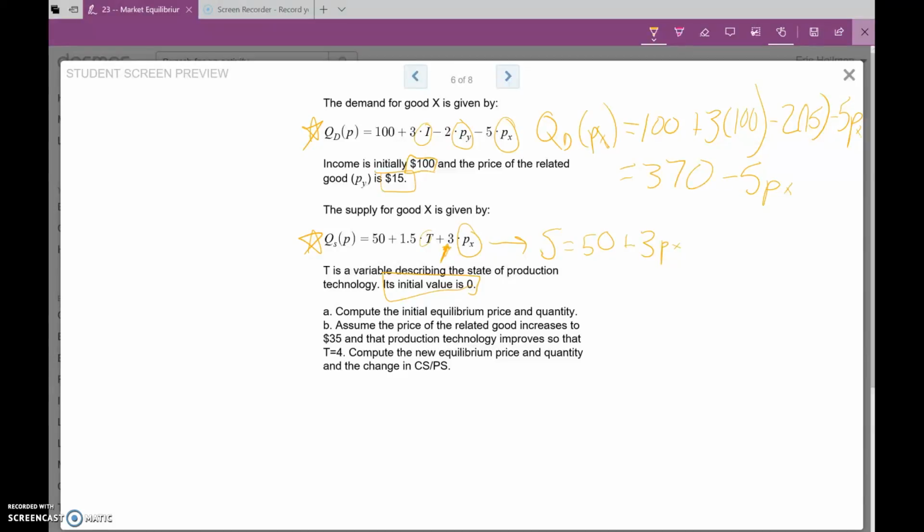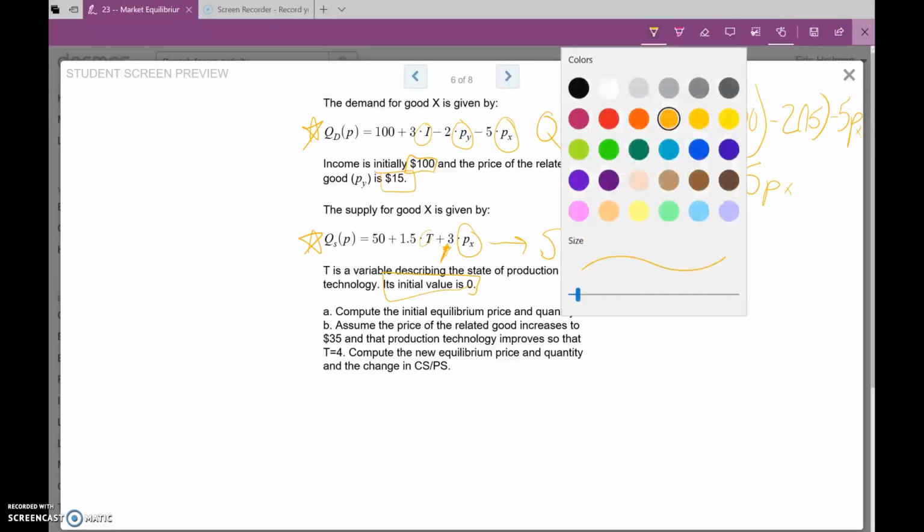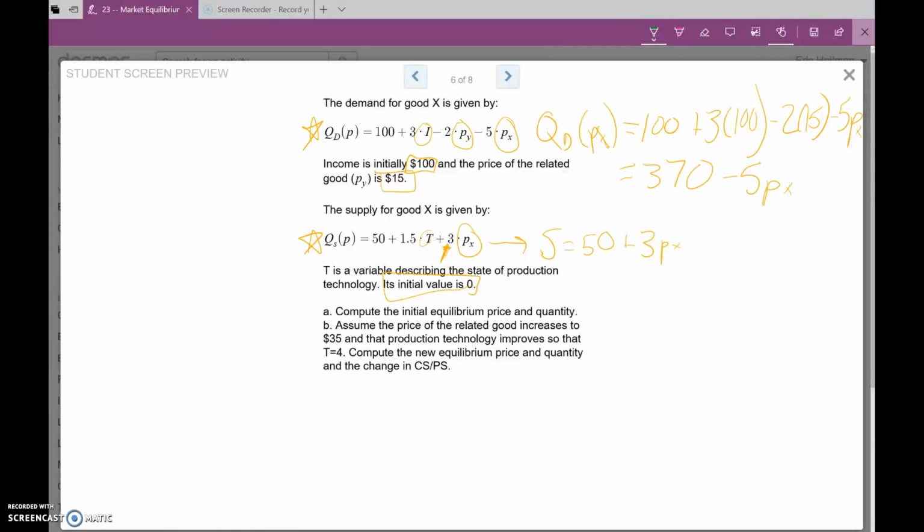So our initial equilibrium price and quantity we get just by setting these two equations equal to each other. So in equilibrium, the quantity demanded is equal to the quantity supplied. So 370 minus 5 px is equal to 50 plus 3 px. Okay, so if we solve for this, we get 8 px equals 320, and the original equilibrium price is going to be 40.